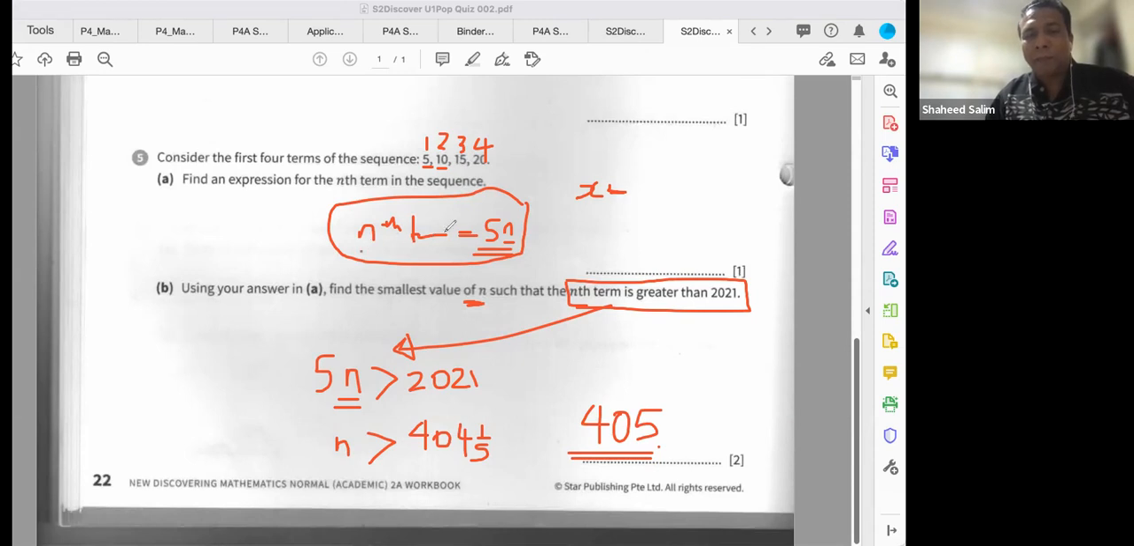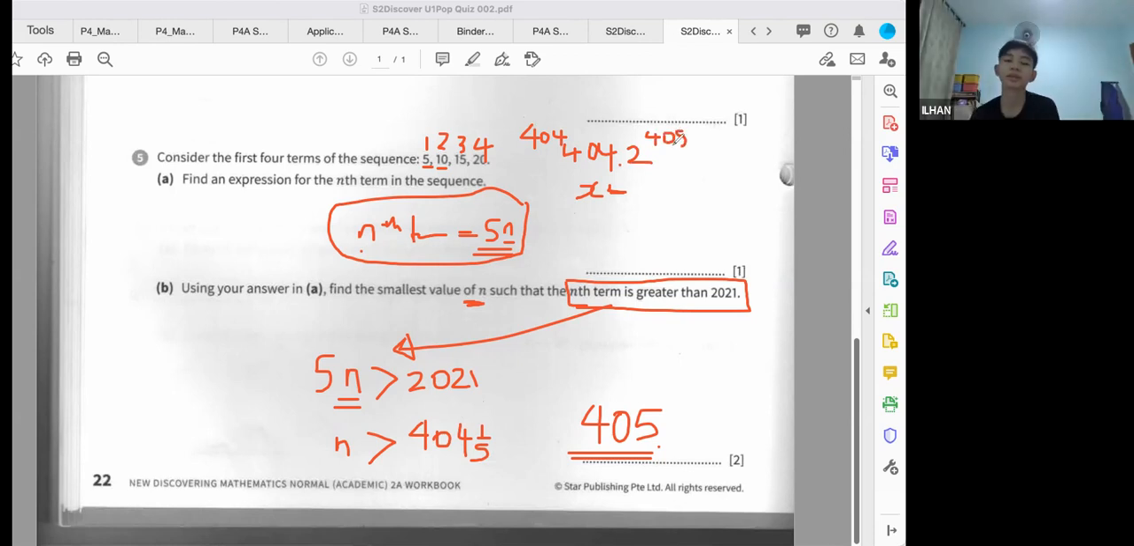See down here, what is n? n means the position: position 1, position 2, position 3, position 4. So now they tell you n is bigger than position 404.2. But there is no 0.2, 0.3, 0.4. There's only 404 and the next one is 405, just like your index number. So they ask you what is the smallest possible value for n.